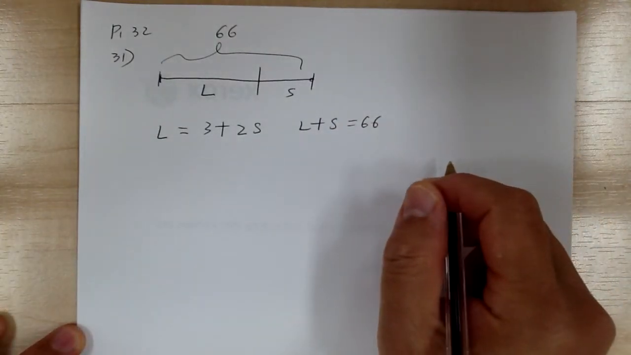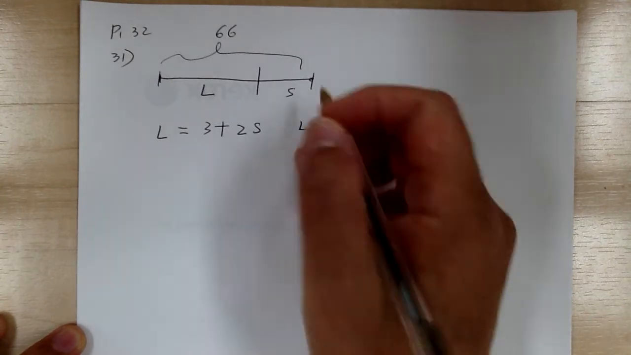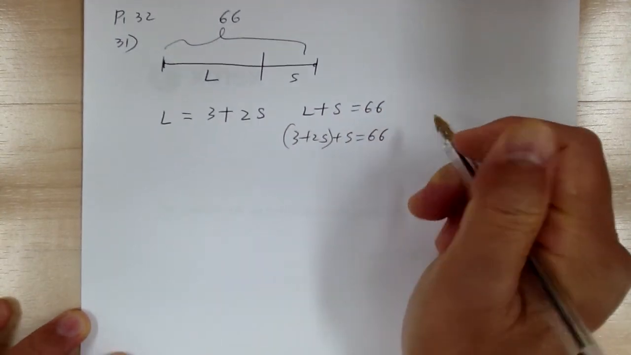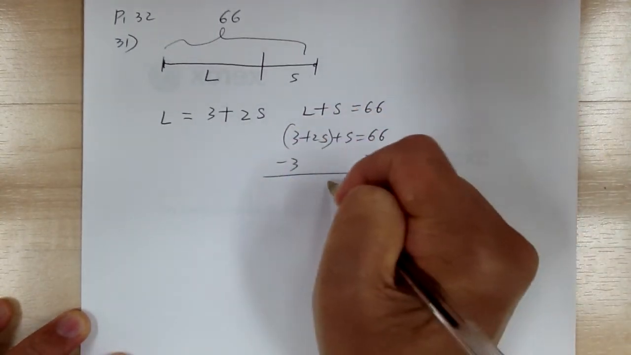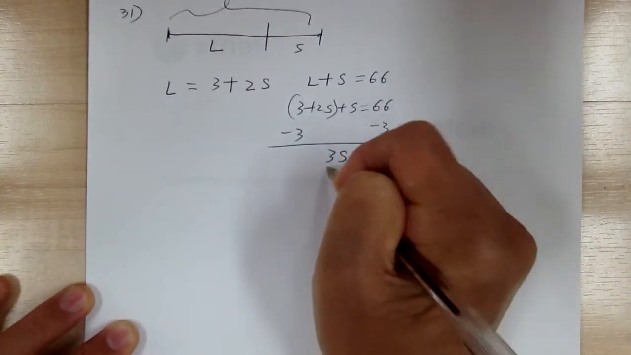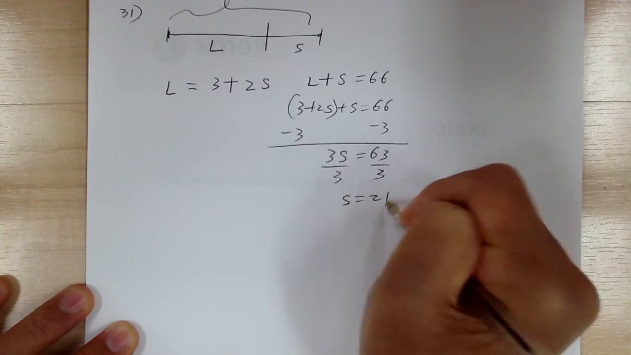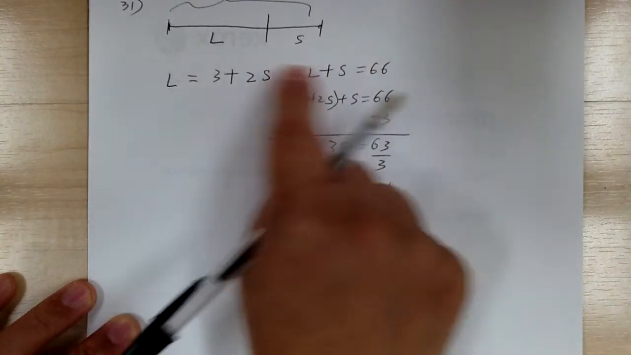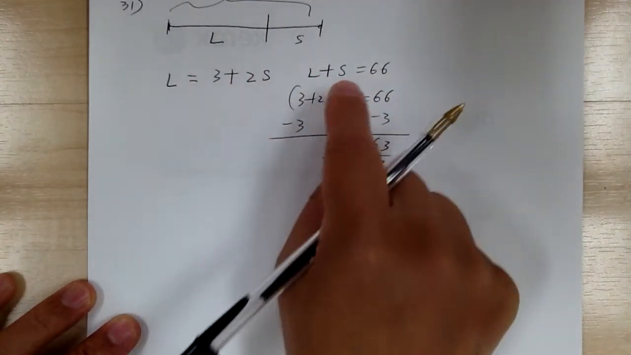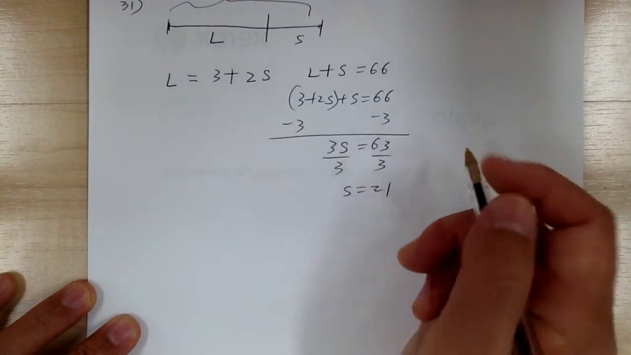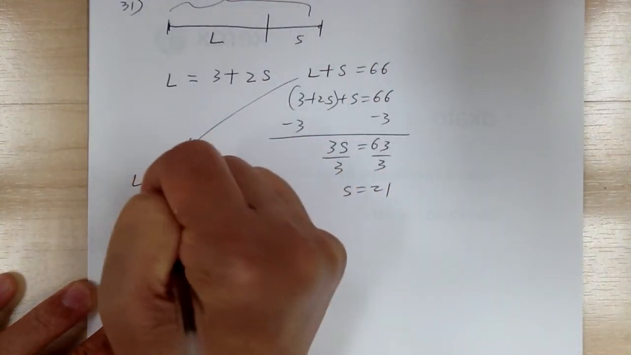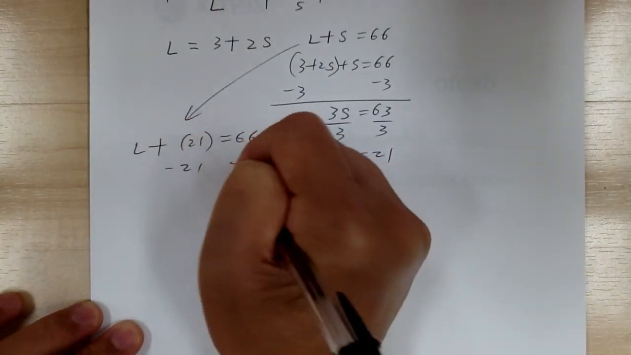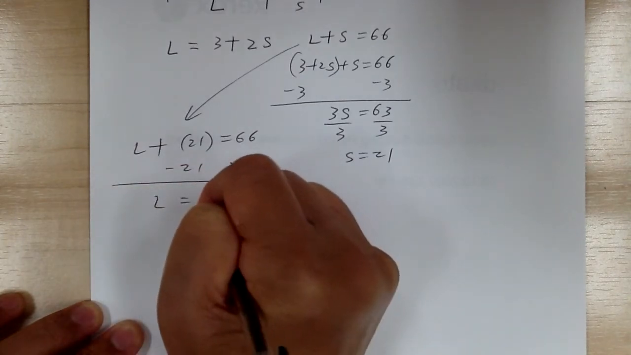Okay, so from here, all you have to do is substitute in here. So you got 3 plus 2S plus S equal to 66. So minus 3 on both sides. You got 3S equal to 63, divided by 3, so S equal to 21. But they ask you for the large one. So all you have to do is substitute in either one of the equations. If you use this equation over here, you got L plus 21 equal to 66. So minus 21, so L equal to 45.